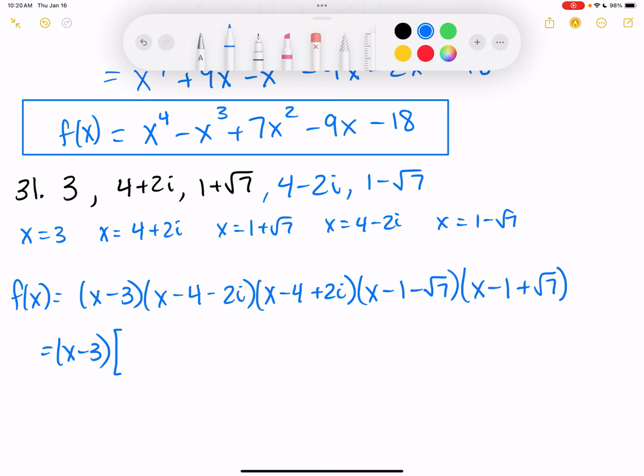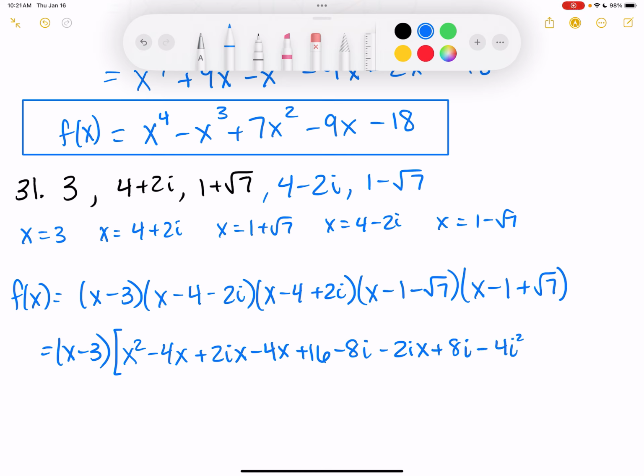So I've got x times x is x squared. Then I've got minus 4x. Then I've got plus 2ix. Then I've got minus 4x. I've got plus 16. I've got minus 8i. Is everybody with me? All right, then the 2i times everything: negative 2ix, plus 8i, minus 4i squared.